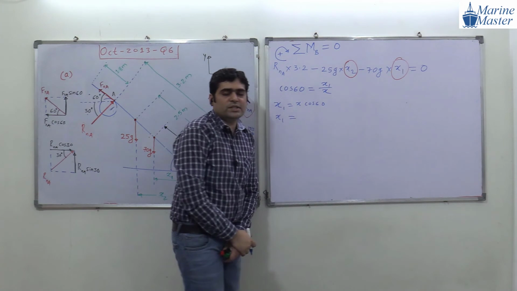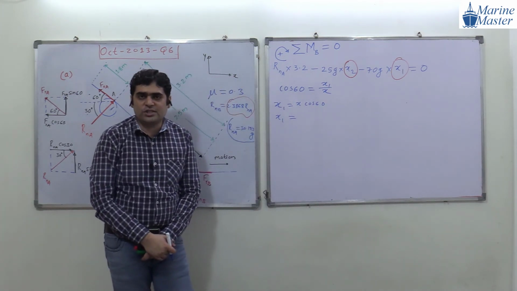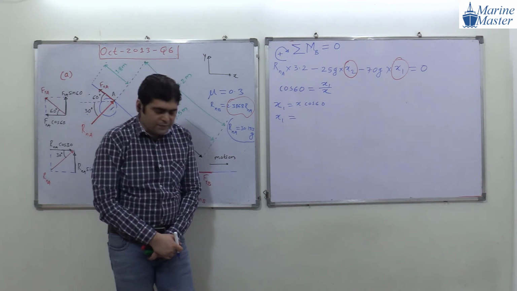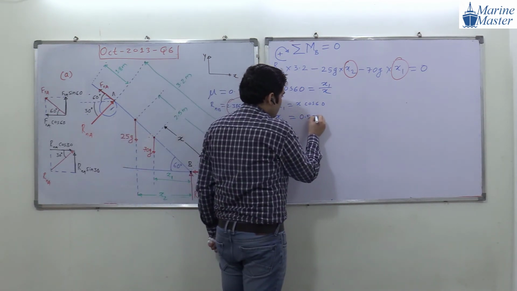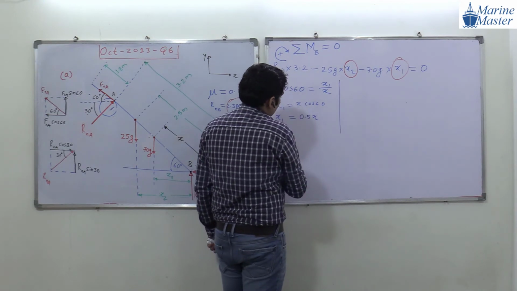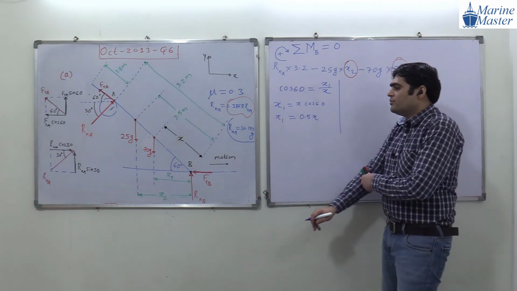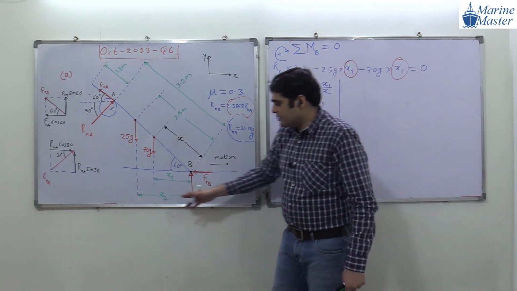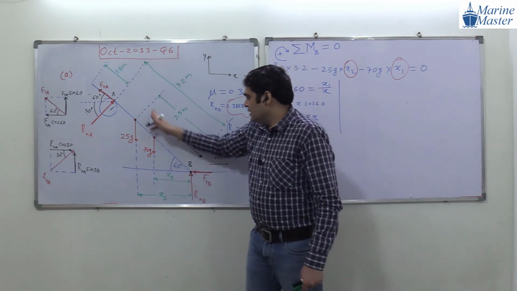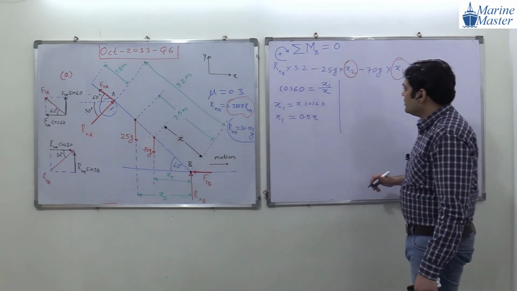And what is the value of cos 60, everyone? Please do the calculation and tell me the value of cos 60. 0.5. So we can write X1 is equal to 0.5x. So we got X1. Then similarly we are going to do the calculation for X2. For X2, again same. Here X2 is the adjacent, and the hypotenuse corresponding is 2.5.